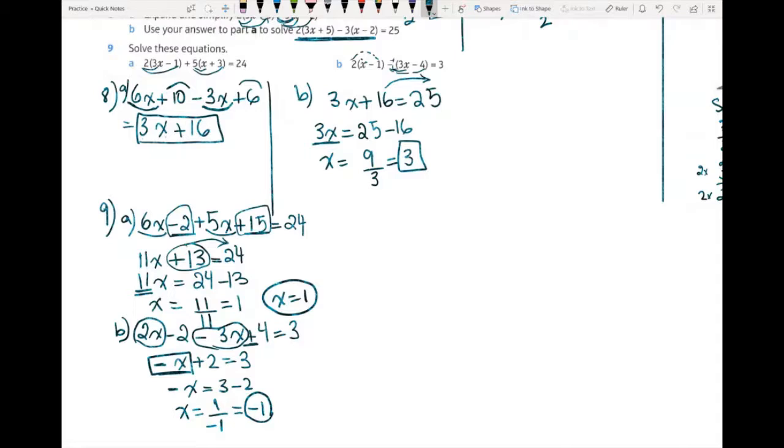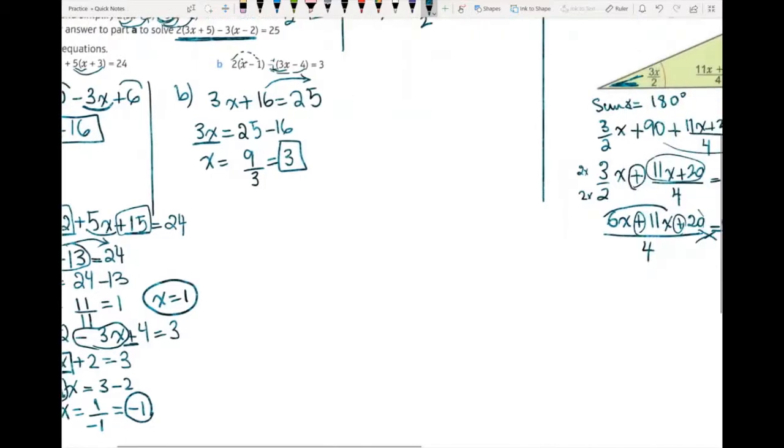You take the 2 to the other side, or you subtract 2 from both sides. You're going to get minus x equals 3 minus 2, which is equal to 1 over minus 1. Be careful when you're dividing, you have to divide by all of the coefficient, including the minus, which is equal to minus 1.